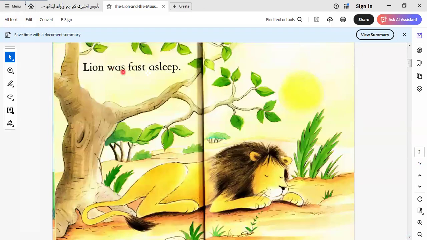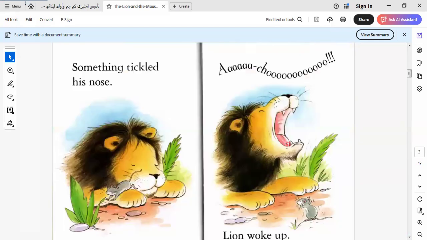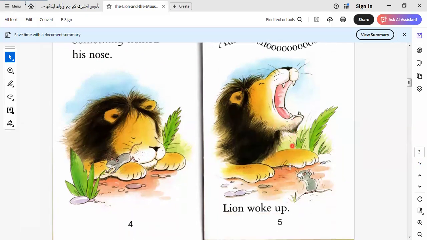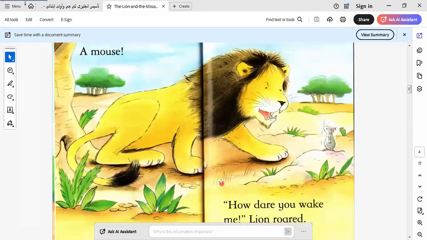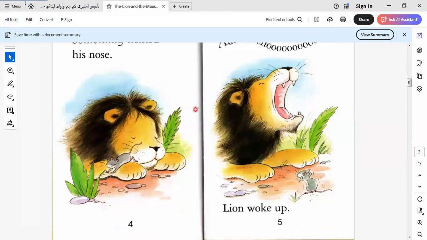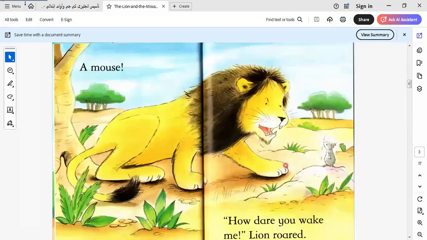Lion was fast asleep. Something tickled his nose. This one tickled his nose like this. This is the sound of the lion. Lion, wake up. After the tickling of his nose, the lion woke up.